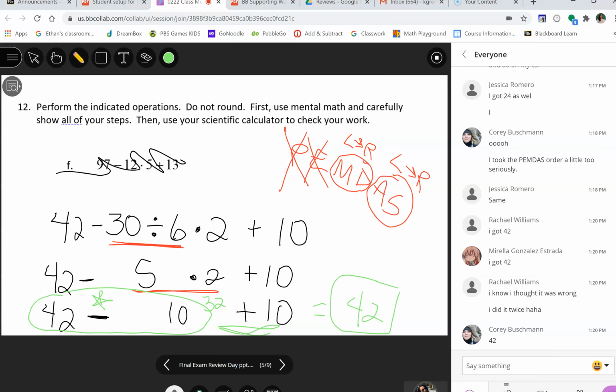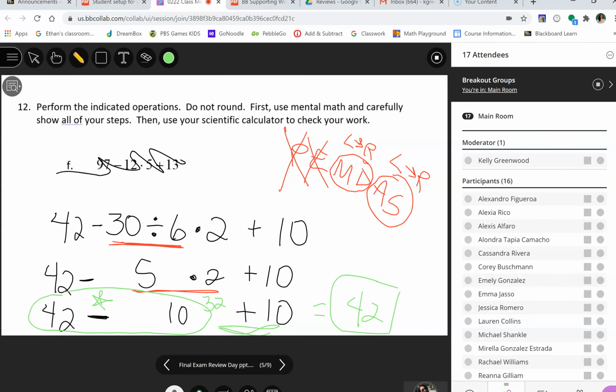Cool, cool, cool. How are we feeling about PEMDAS? Give me a status. How are you feeling about order of operations now?